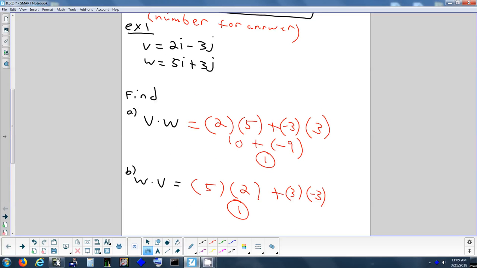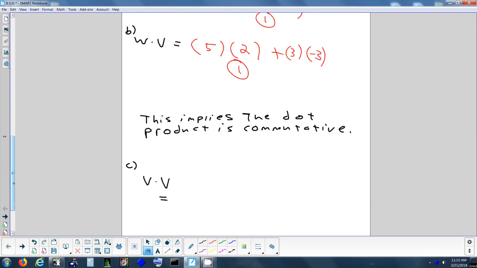They're the same thing, so the dot product has a word for it. Do you even remember what that means? A unit vector? Not a unit vector, it begins with a C. Commutative. Yes. The dot product is commutative.